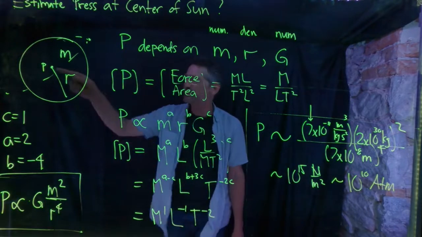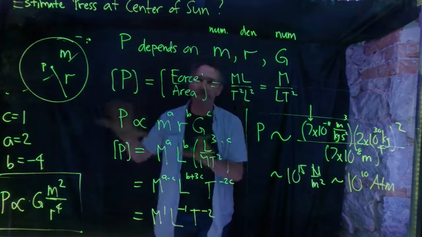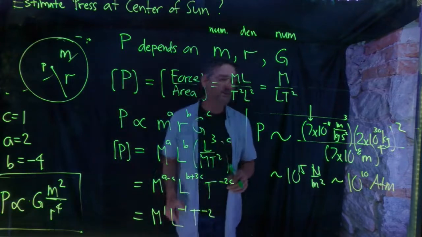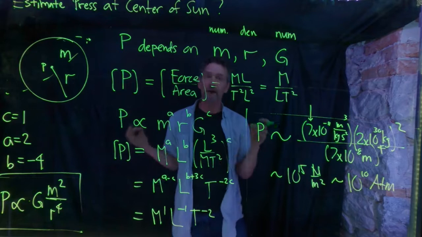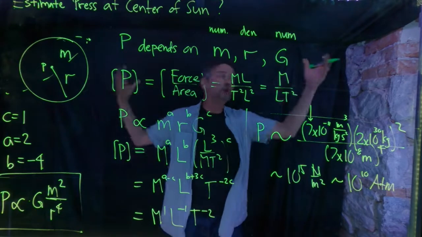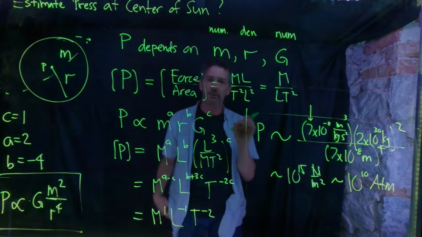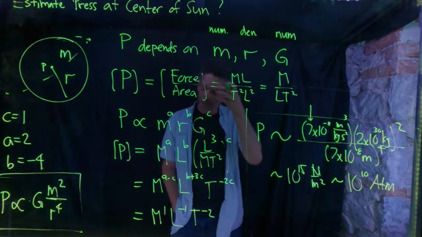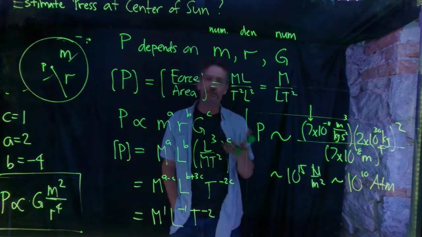So the pressure at the center of the sun, according to our super simple dimensional analysis argument, suggests that the pressure at the center of the sun is on the order of magnitude of 10 billion times the pressure of the air around us right now. That's pretty high pressure, okay? That's pretty cool. So then you might wonder, is this even right?